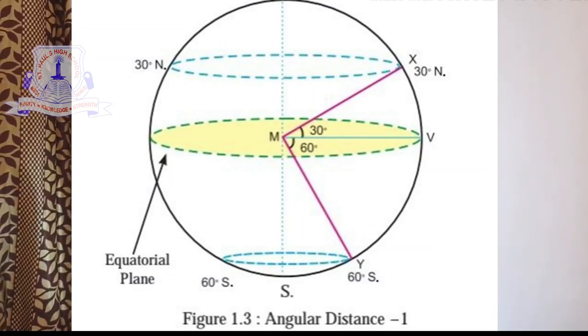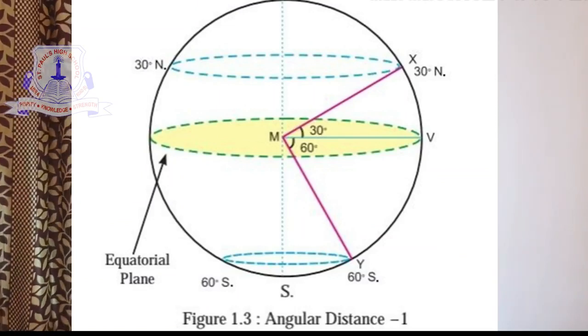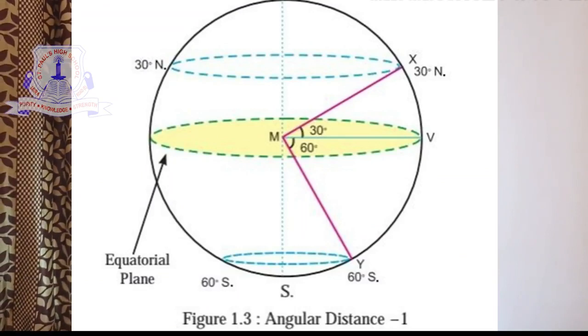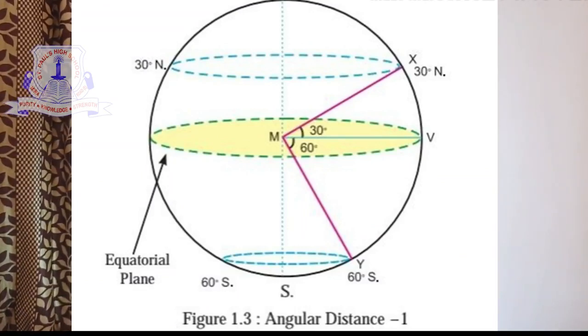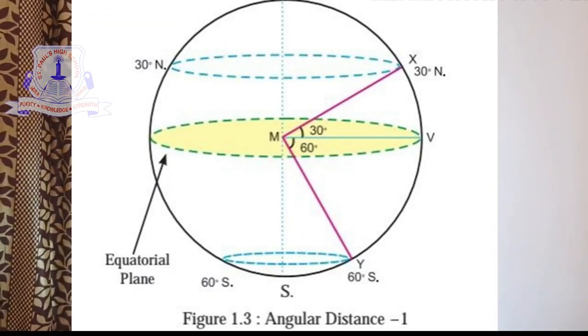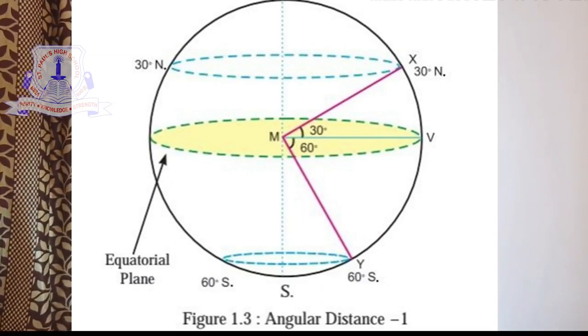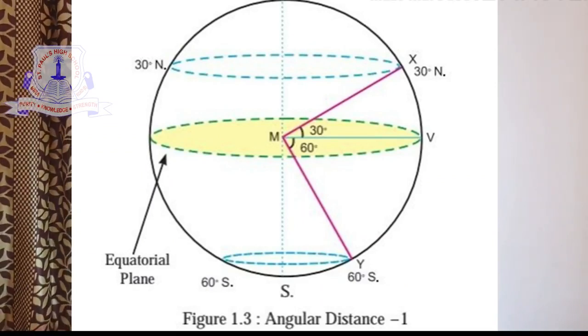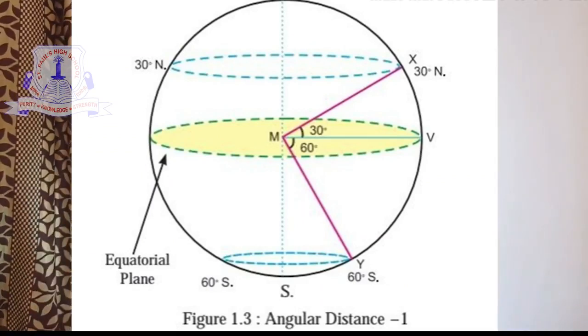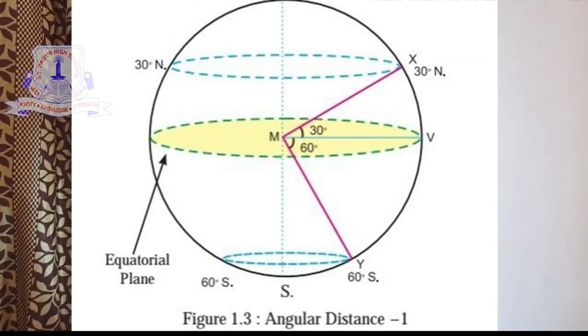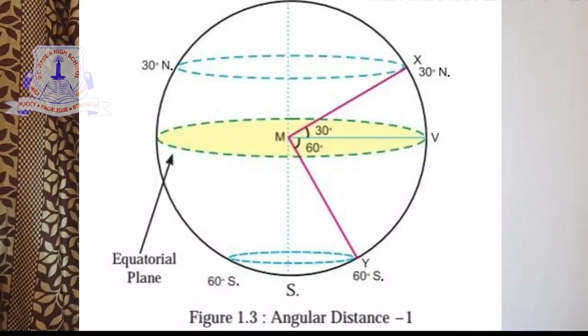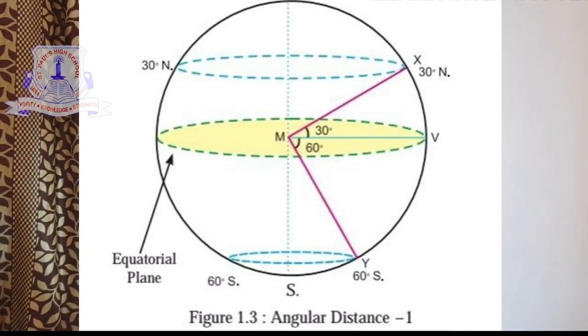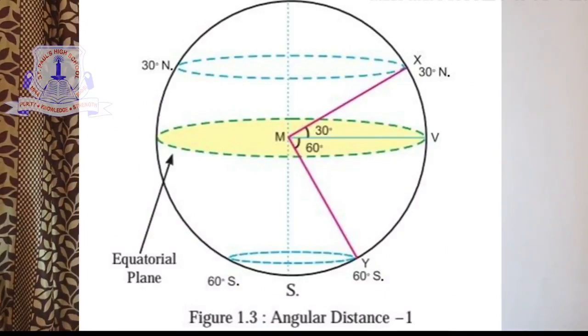The measure of this angle is used in determining the locations. For example, in this figure 1.3, the measure of angle XMV is 30 degrees. That is, its angular distance from the equator is 30 degrees. Look at the figure and tell the angular distance of Y from the equator. The angular distance of Y from the equator is 60 degrees.